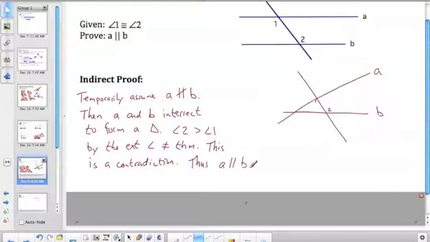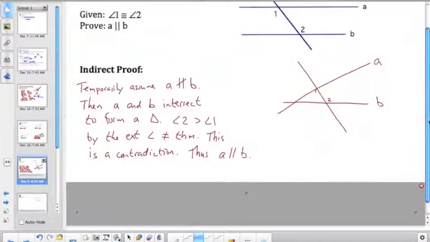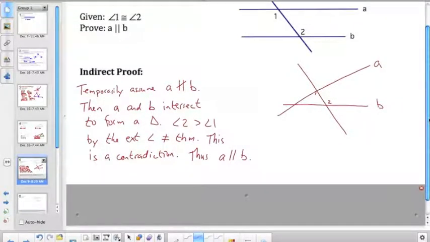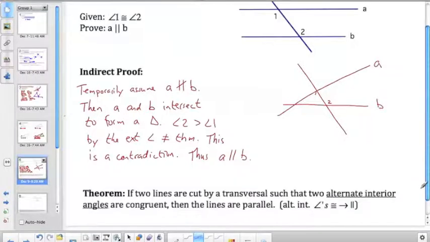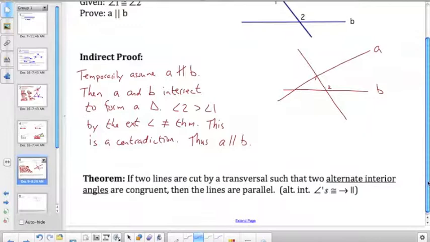So think about what we started with here. We started with angle 1 congruent to angle 2. Angle 1 and angle 2 are alternate interior angles. So what we've just proven here is that if you are given a pair of congruent alternate interior angles, then the lines have to be parallel. And this is the theorem here. So if two lines are cut by a transversal such that two alternate interior angles are congruent, then the lines are parallel. And the abbreviation that we will use for this in proofs is right here. Alternate interior angles congruent leads to parallel lines.